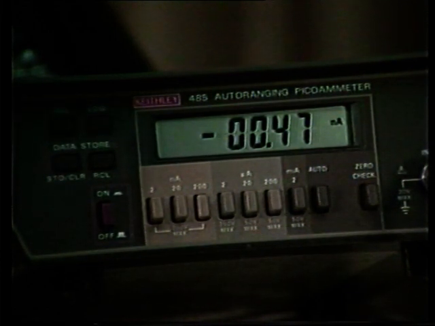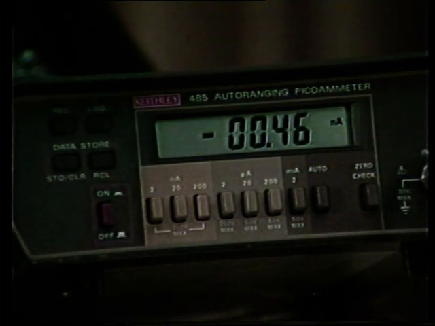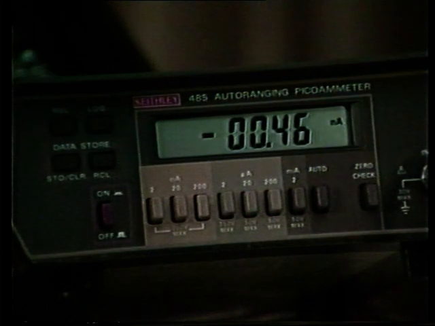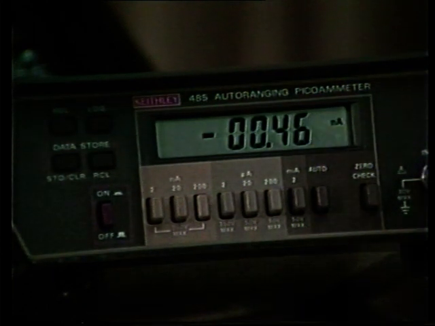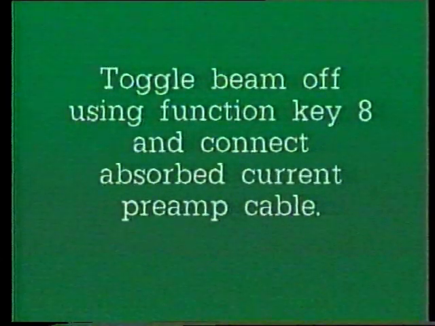Go back to function key 8, toggle the beam off. We now have approximately 0.11 nanoamps of current. Toggling the beam back on shows us approximately 0.1 nanoamps of current. At this point, we are ready to toggle the beam back off using function key number 8 and reconnect the absorbed preamp cable.